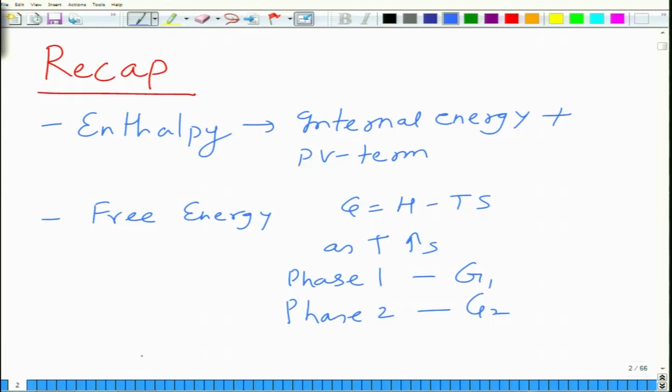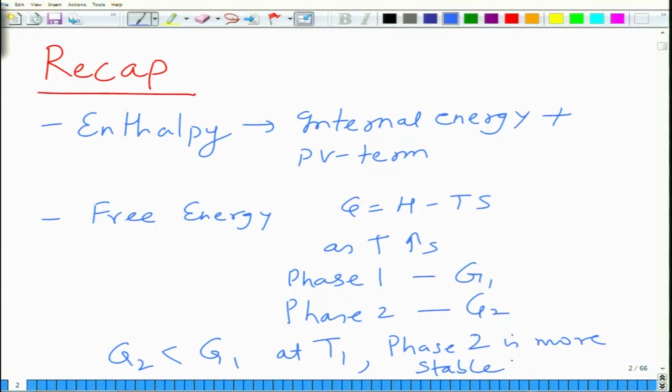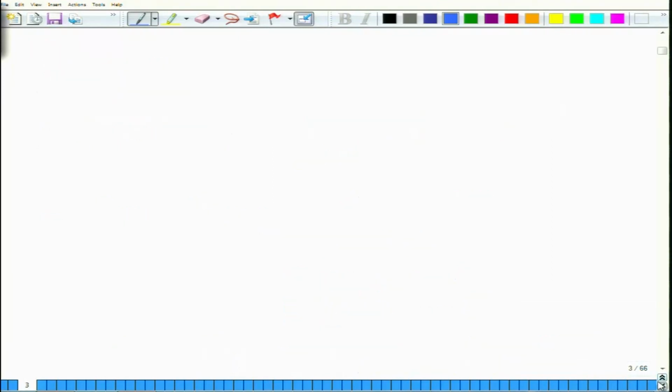So, for instance, if G2 is less than G1 at a certain temperature T1, then phase 2 is more stable. You will find the system will drive towards having phase 2 as the stable phase. And then we came to the concept of equilibrium.